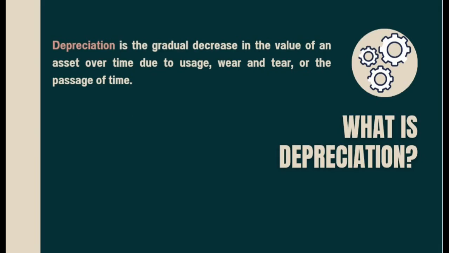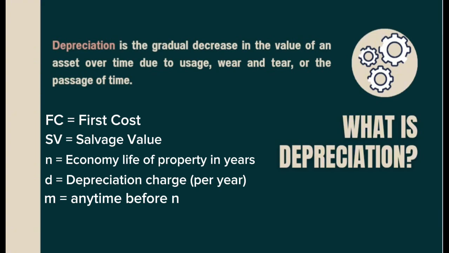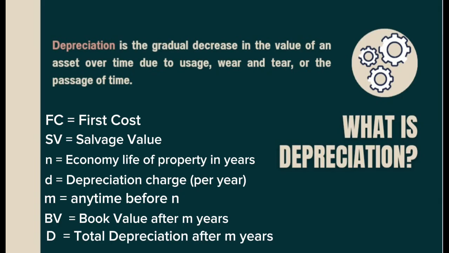We have here the FC, which is the first cost, the SV, which is the salvage value, N, which is the economic life of the property in years, D, the depreciation charge per year, M, which is equal to any time before N, then the book value BV sub M, which is the book value after M years, and then D sub M, which is the total depreciation after M years.